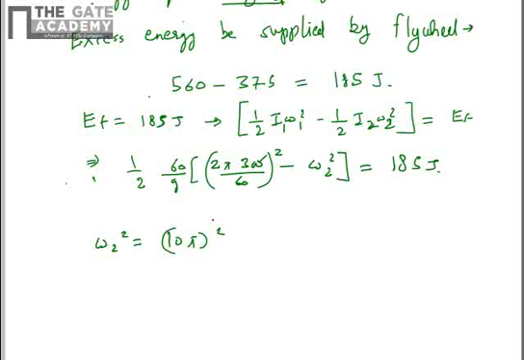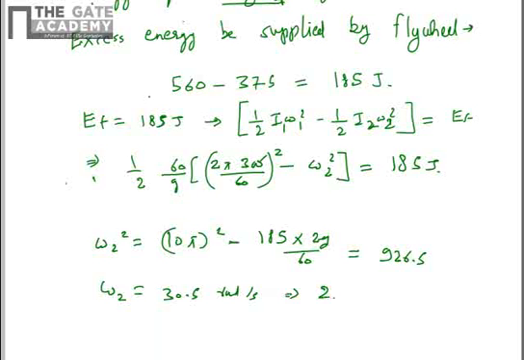600 by 60 will be 10 pi whole square minus 185 into 2g by 60. So this quantity will come around 926.5, and from that omega 2 will come around 30.5 radian per second. And if you want to convert it into RPM, so 2 pi n2 by 60 will be 30.5, and n2 will come nearly 290 RPM.